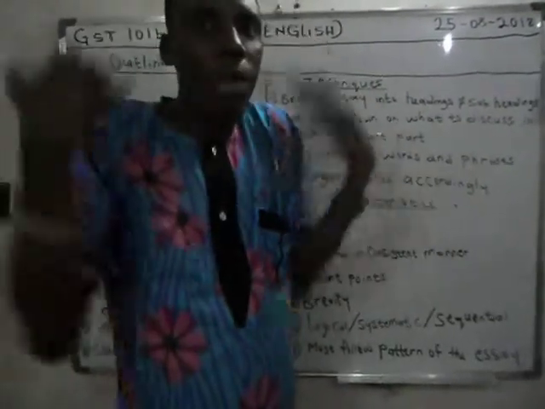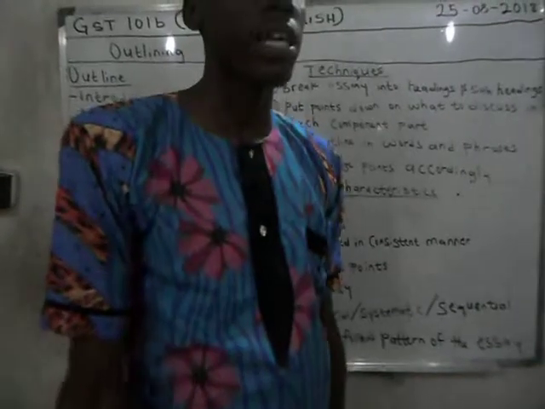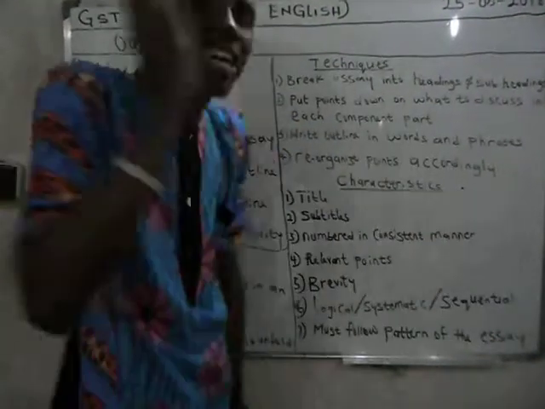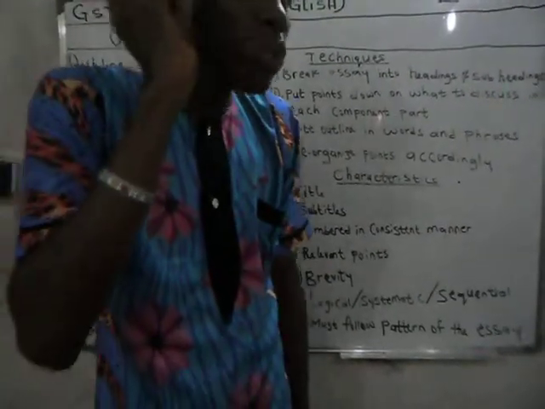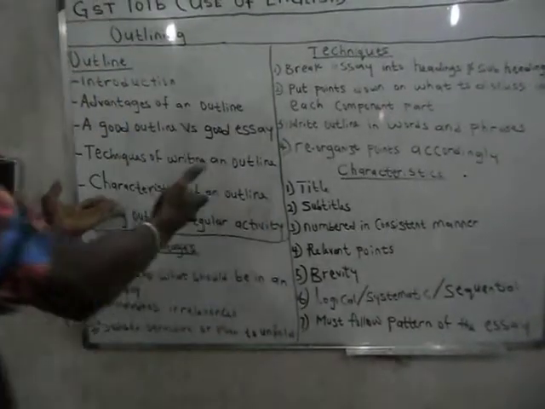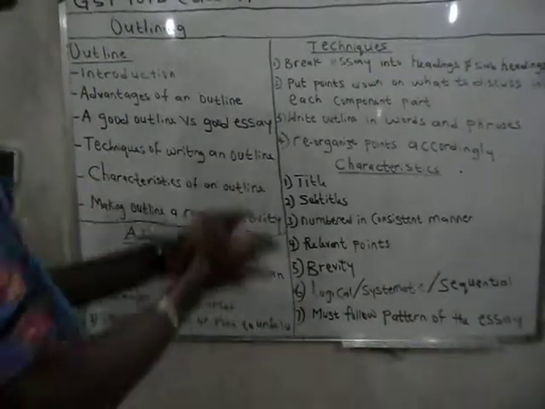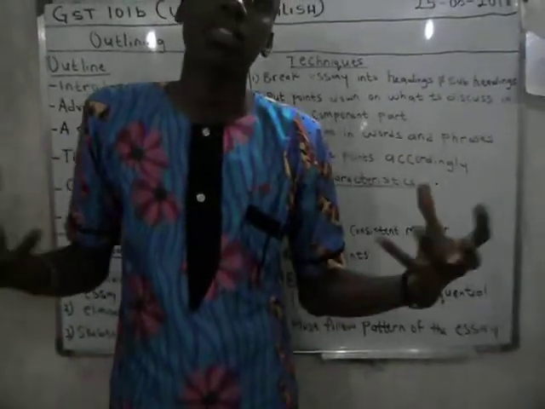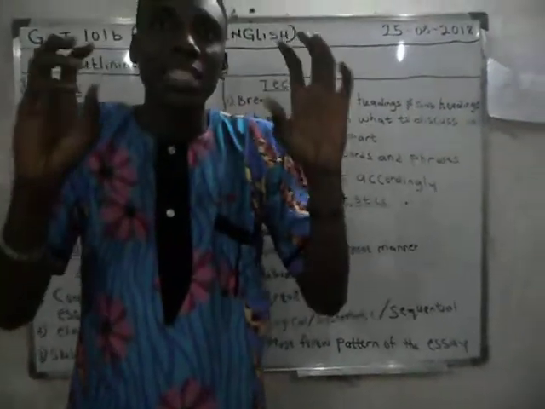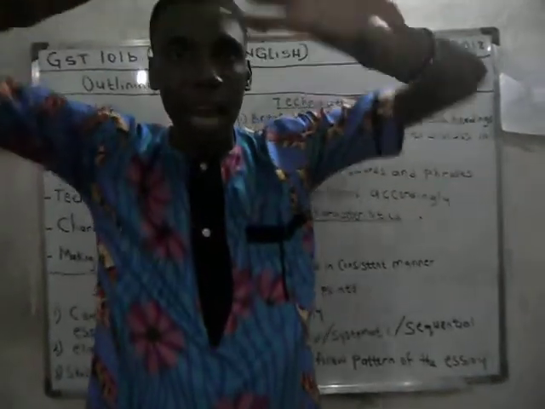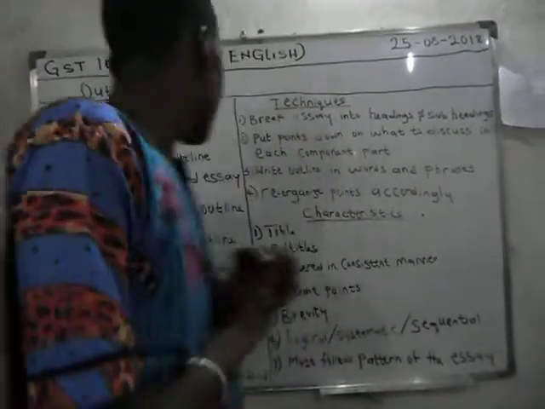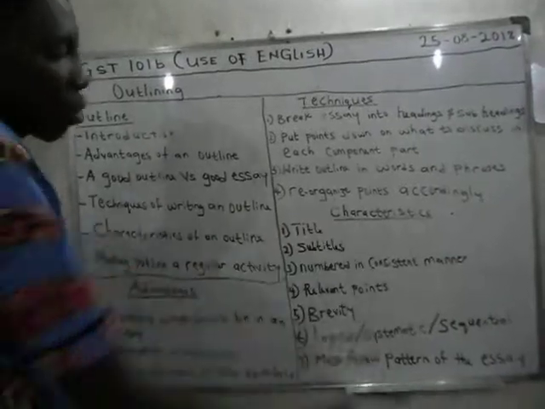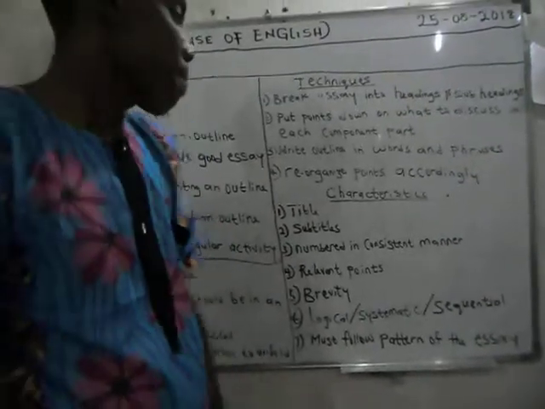Put it accordingly: head, main body, before you talk about the legs. So, having known these techniques, the next thing we are going to check are the characteristics of an outline. When they say characteristics of an outline, what are those things that the outline possesses? Below are some of the characteristics.